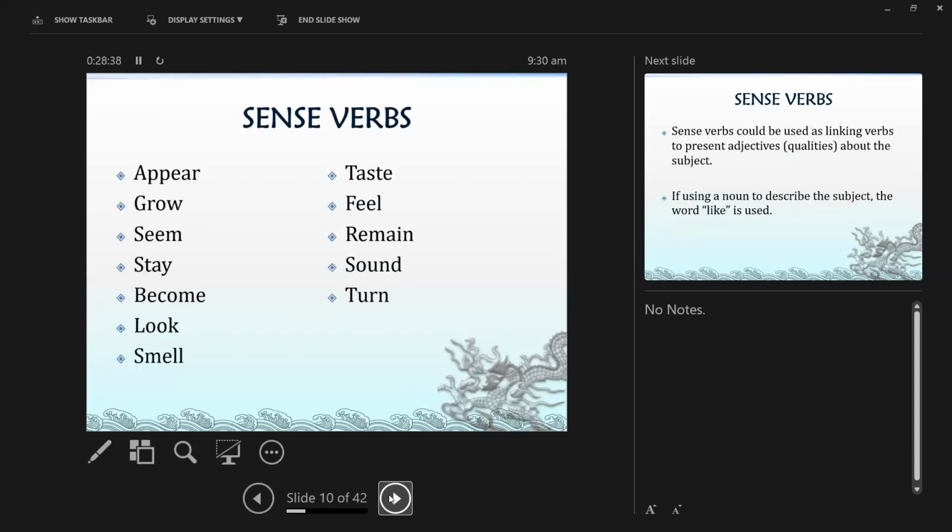Now let's talk about sense verbs. From the word itself, sense, you have an idea what this is all about. Even by looking at the examples on the board, you would know that sense verbs are verbs that describe our five senses.